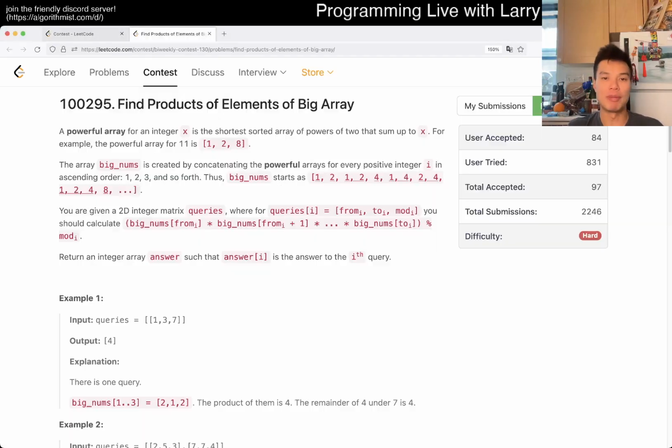This is me going Q4 of the bi-weekly contest one day. Find products of elements of big array.